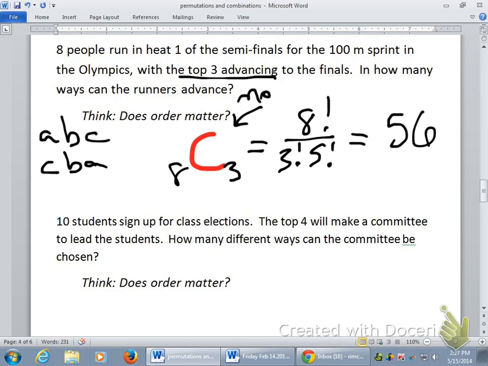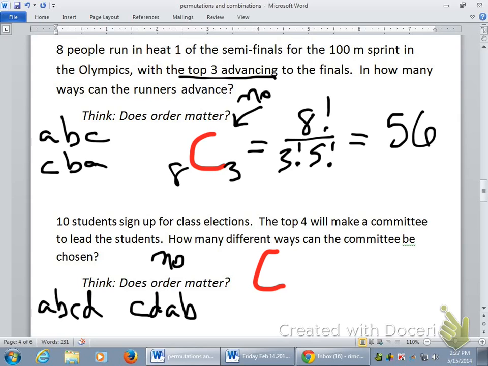So if my top vote getters were A, B, C, and D, would that be the same thing as if my top vote getters were C, D, A, and B? Yeah, it's the same committee, right? It doesn't matter which order they finish in. It's the same 4 people. So does order matter? No, which means this is automatically a combination.